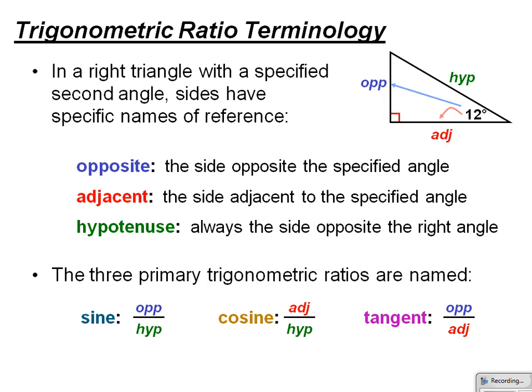Now, when you take the first letter in each of these parts and spell out a word, that word is SOHCAHTOA. S-O-H: sine is opposite over hypotenuse. C-A-H: cosine is adjacent over hypotenuse. And T-O-A: the tangent ratio is opposite over adjacent. If you like this mnemonic for remembering trigonometric ratios, feel free to use it. Again, that was SOHCAHTOA.